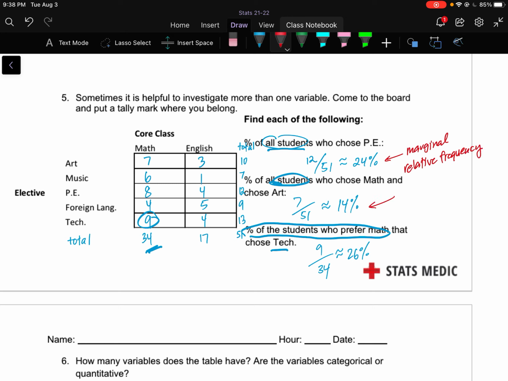This percentage here is called a joint relative frequency. And then the last percentage is referred to as a conditional relative frequency.